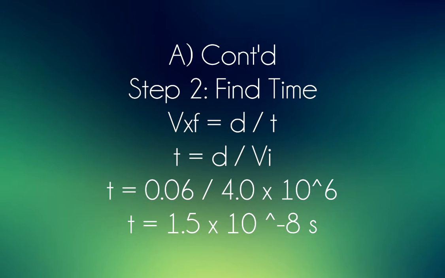The next step is to find the amount of time that the particle will take to pass through the plates. For this step, we can use the basic kinematic equation: velocity is equal to the displacement divided by the time. We can rearrange this to solve for time by dividing displacement by the initial velocity, which is given to us.